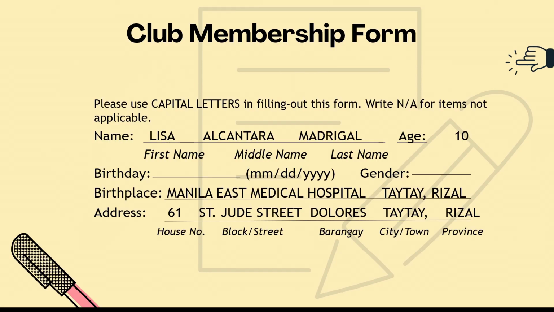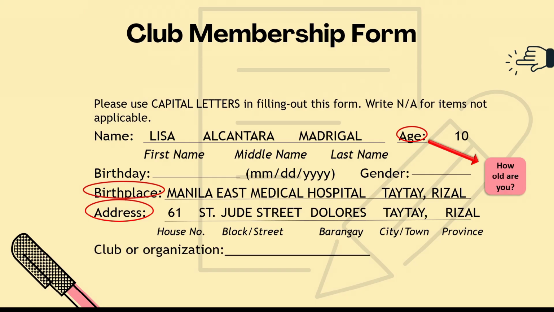In filling out club membership form, you also have to fill out your name, your age, or how old are you, birthday, gender, birthplace, address. Dito sa address, as you can see, sinunod yung nakasulat na label sa ilalim. And of course, the club or organization. Minsan sa mga forms, merong first at second choice pa.